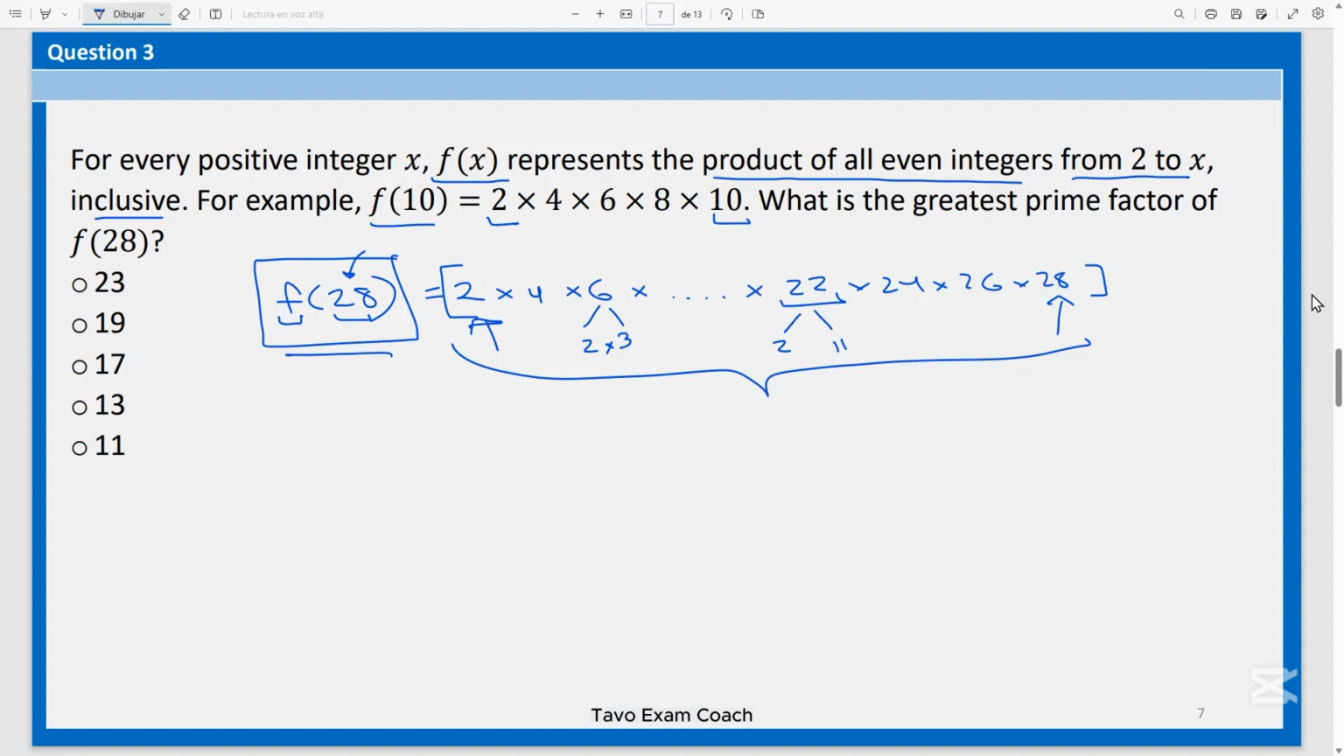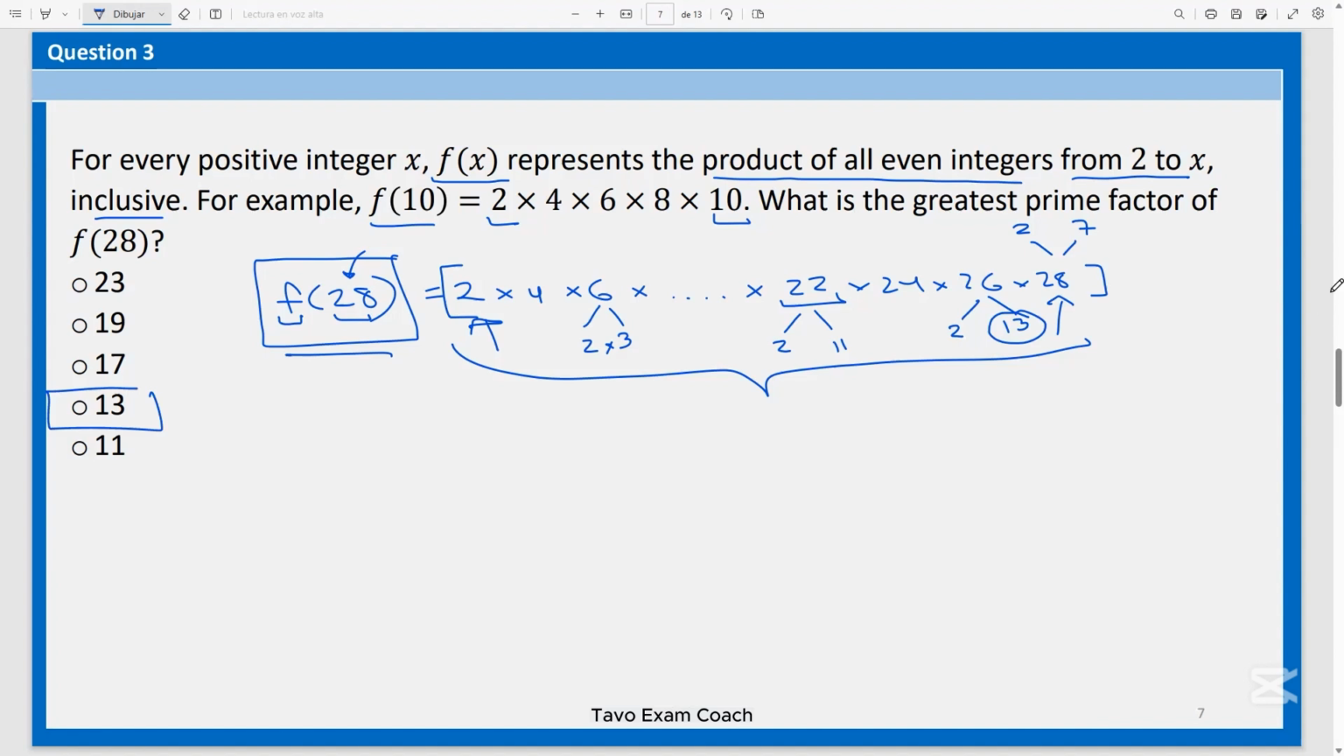24 is only made up of 2s and 3s. But 26 has a greater factor. 26 has 13 as a prime factor, while 28 doesn't have a greater prime factor because it's only made up of 2s and 7s. So in the end, the number 13 would be the greatest prime factor available within this numerical expression. The answer choice is number 13.